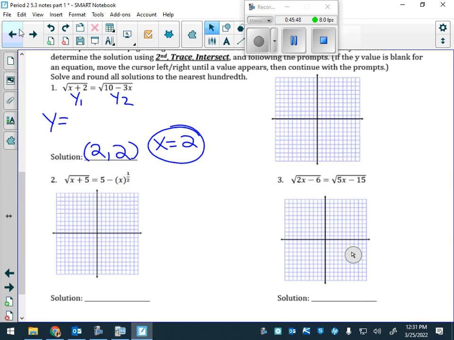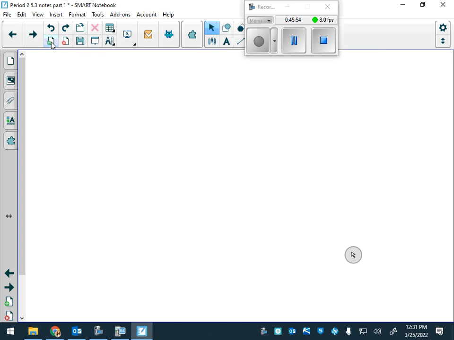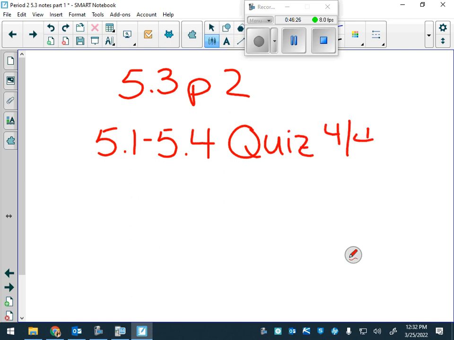All right, so your homework is in the blue packet, the last 2 pages. 5.3, practice 2. Also, you do have a quiz, 5.1 to 5.4. So on Tuesday, we will talk about 5.4. It's very short and sweet. You'll have the review on Tuesday, and then on Thursday, and then your quiz will be on the 4th. We're into April, next Friday.